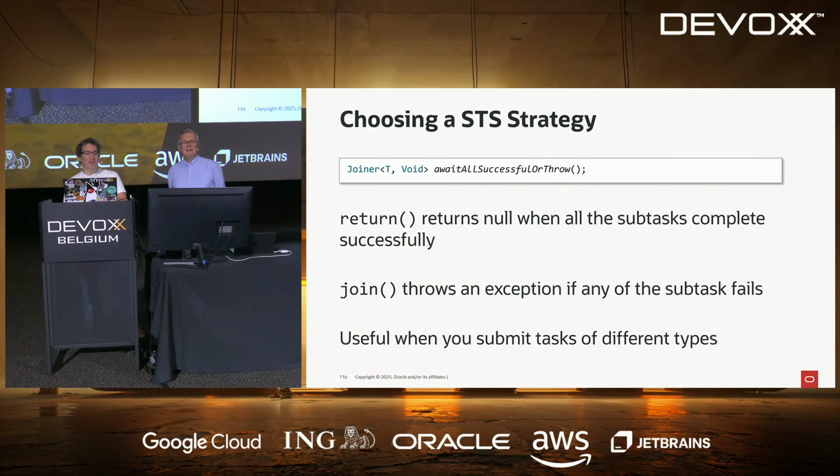You have awaitAllSuccessfulOrThrow. So it's like allSuccessfulOrThrow, but it will not return any result. The result method will always return null. So it's up to you to manage all the subtasks.